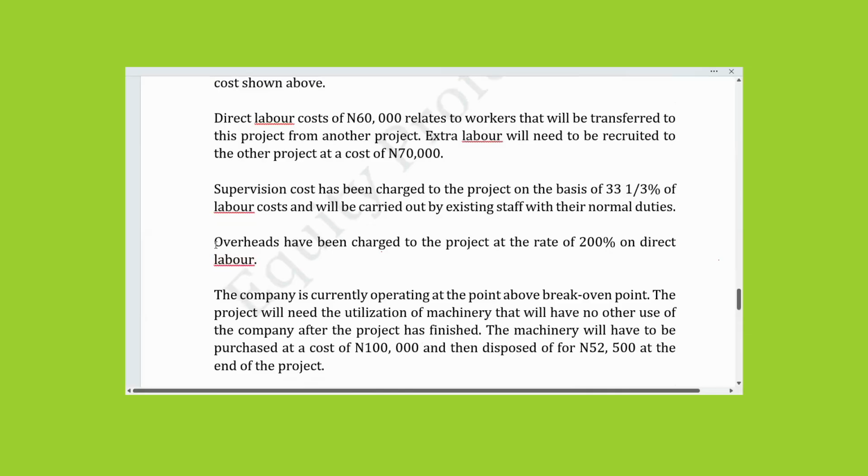Why? Because we are just told that overhead has been charged to a project at the rate of 200% of direct labor. Direct labor is 60,000. 200% of 60,000 is 120,000. So that's how they arrive at that 120,000. However, that 120,000 naira is irrelevant because we are not told whether it is fixed or variable overhead. Right? So it is assumed that this overhead of 120,000 naira is a general overhead. Therefore, you have to ignore it.